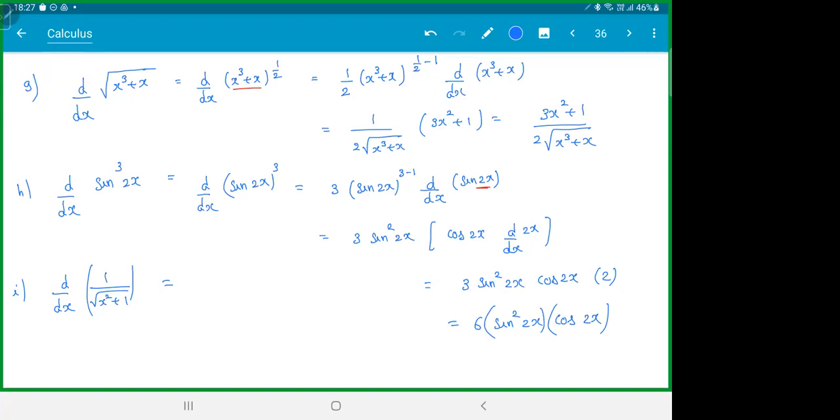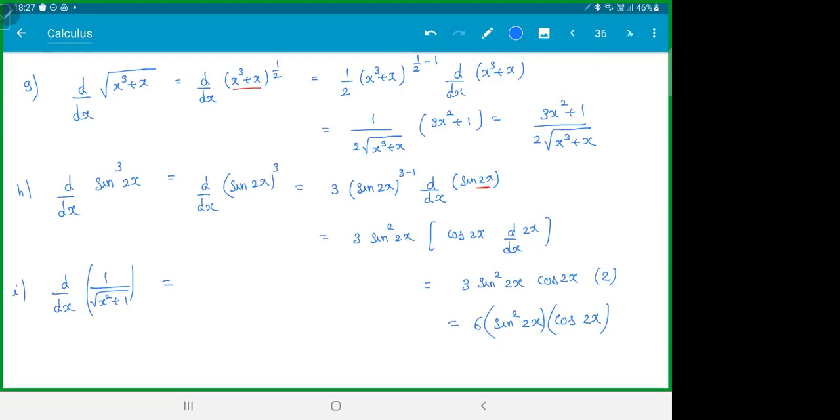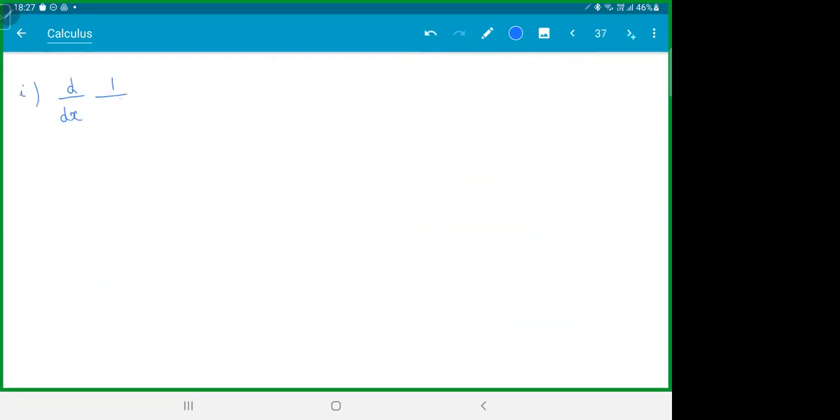Let's see this. d by dx of 1 by root over x square plus 1. I can write this thing as x square plus 1 whole power minus half.